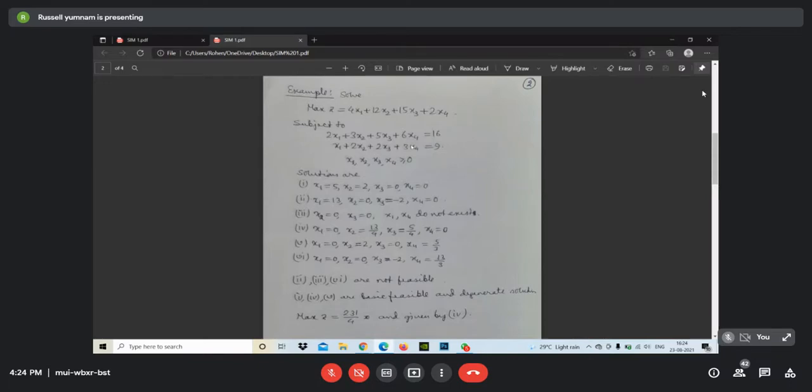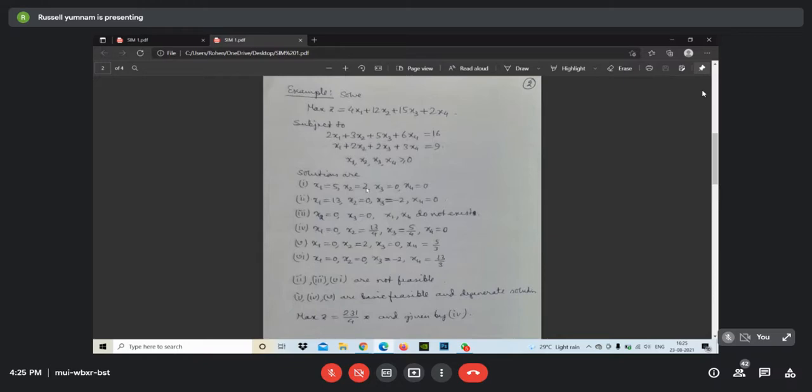But we make it possible in our case, and that type of solution we will consider here. The condition is that out of these 4 variables, we will make 2 zero. Say for example, you can make x3 zero, x4 zero. Then the first equation will reduce to 2x1 plus 3x2 equal to 16, and the second will reduce to x1 plus 2x2 equal to 9. And then you can find the values of x1 and x2. This is the first solution. We take x3 zero, x4 zero, and we find x1 equal to 5, x2 equal to 4.